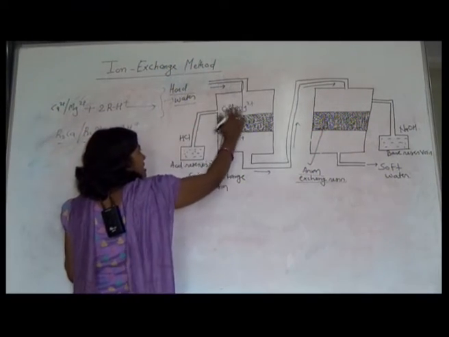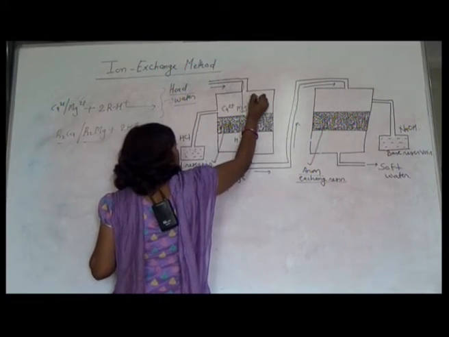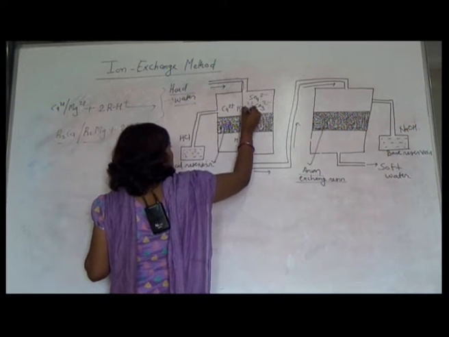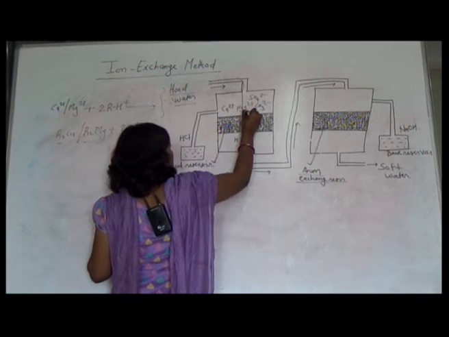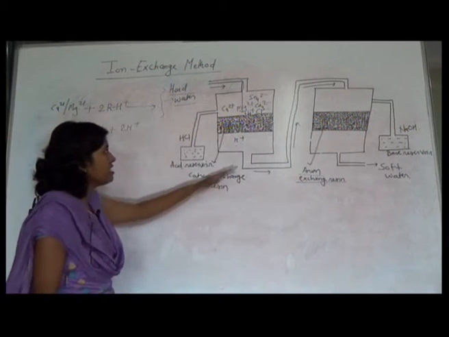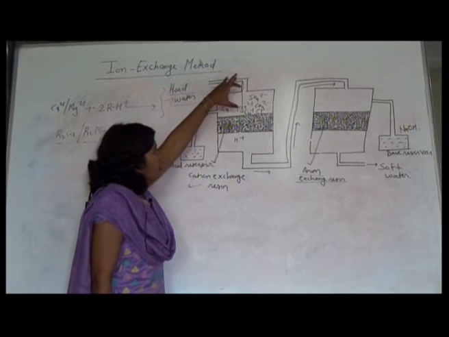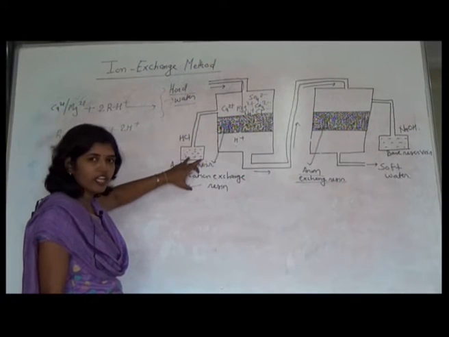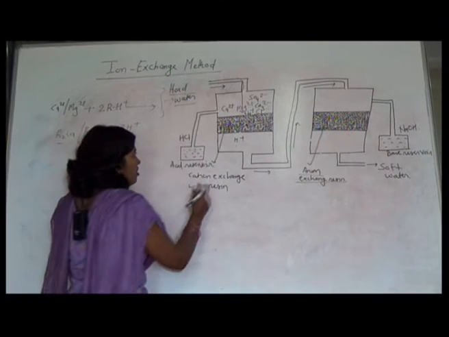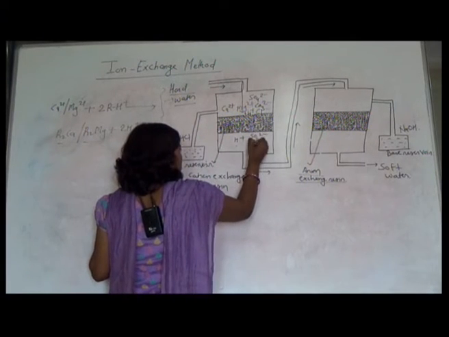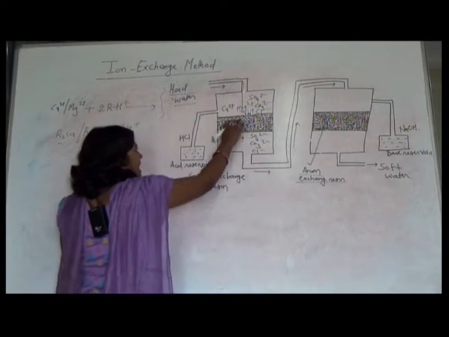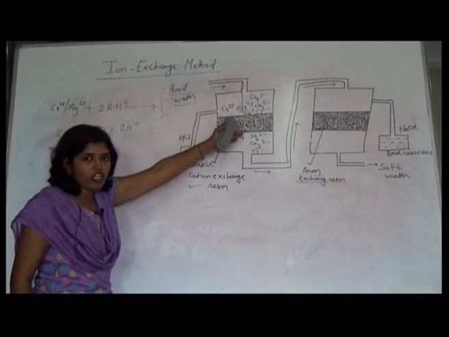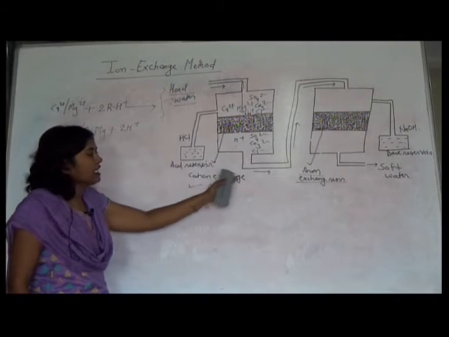Here again the anions are present in the water. So which anions are present? For example, SO4 2-, CO3 2-, Cl-. If these anions are present here, they are not taken by the resin, because it has the ability to exchange only the cations. So these anions still remain present in the water, but the cations are completely exchanged. This is the journey of water through the first tower containing the cation exchange resin.